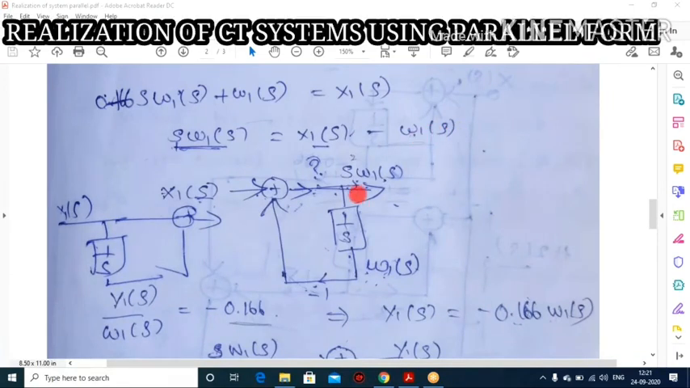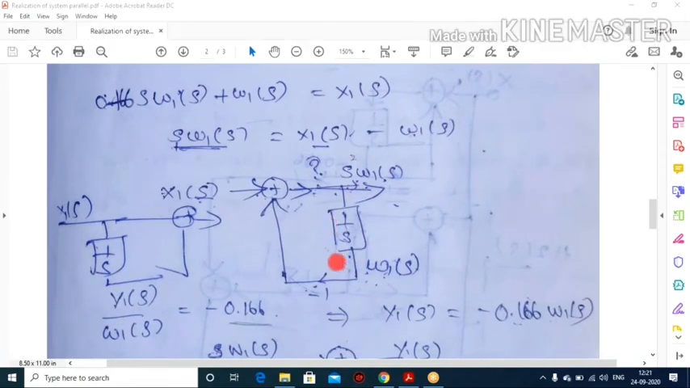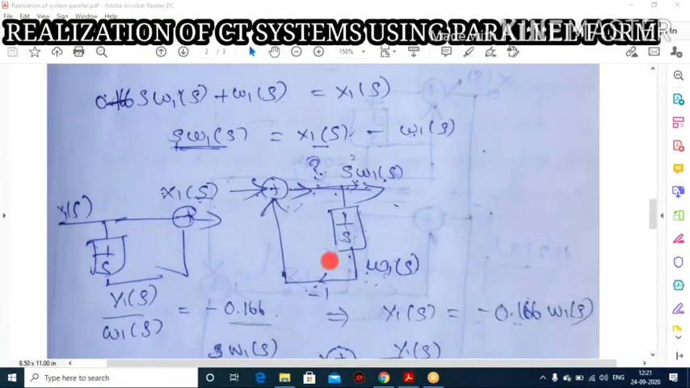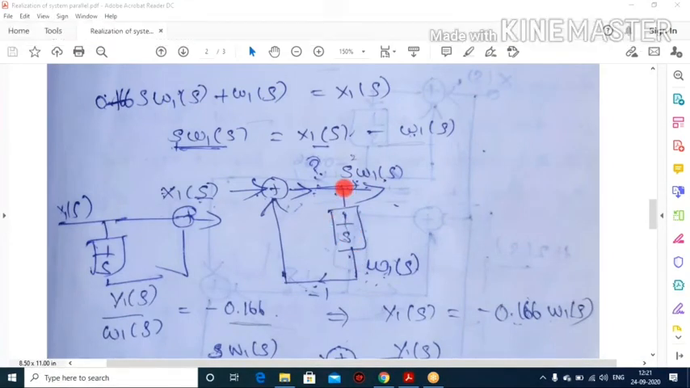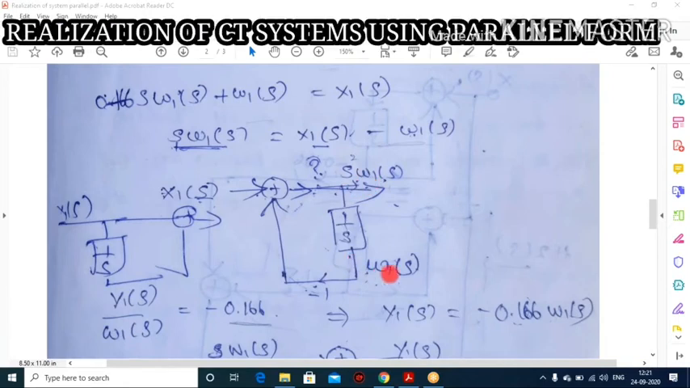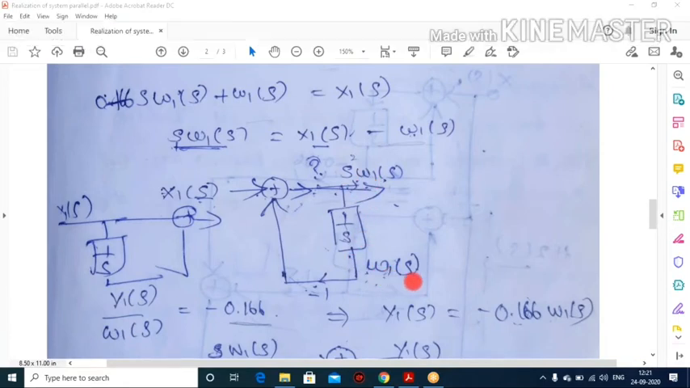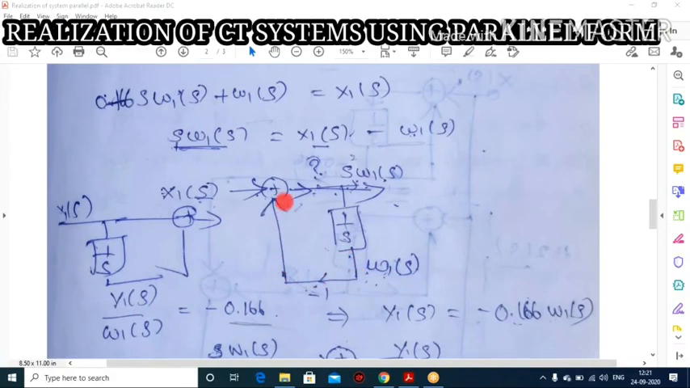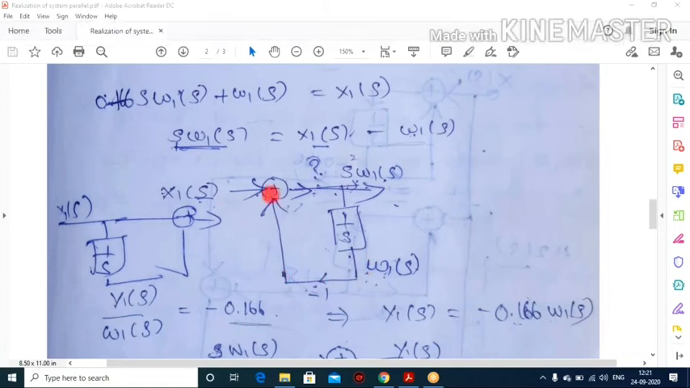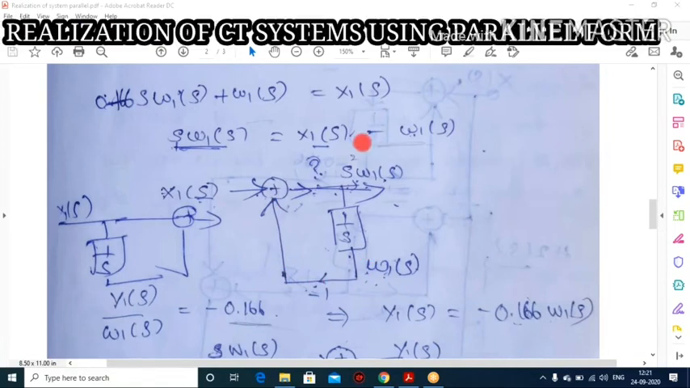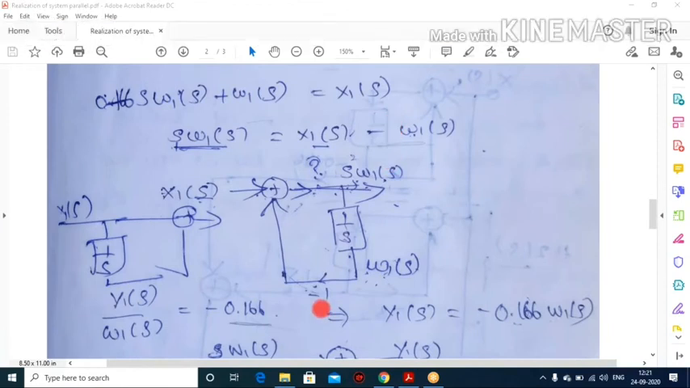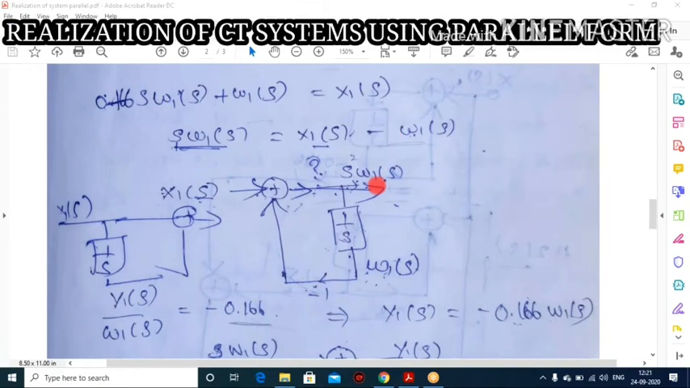For minus W1 of s, for this purpose I add one integral block at the output side, 1 by s. So what will happen here? S into W1 of s is given as an input to the integral block, and you get W1 of s as output. Now this W1 of s is given as an input to this adder block. You join this block as an adder block. Here the sign is minus, so I put minus, the amplitude value is constant, the multiplier value is 1. So minus 1.